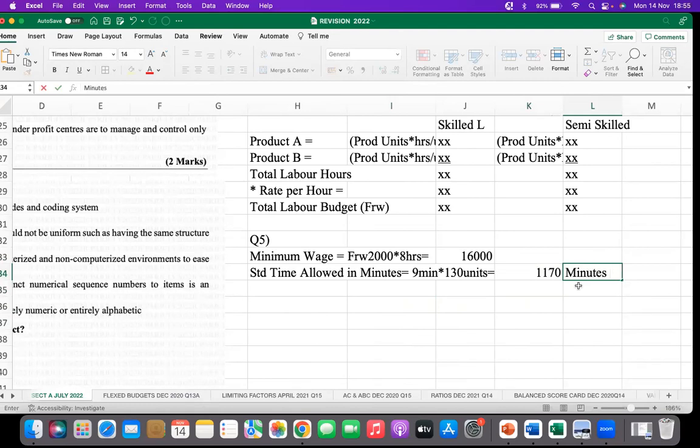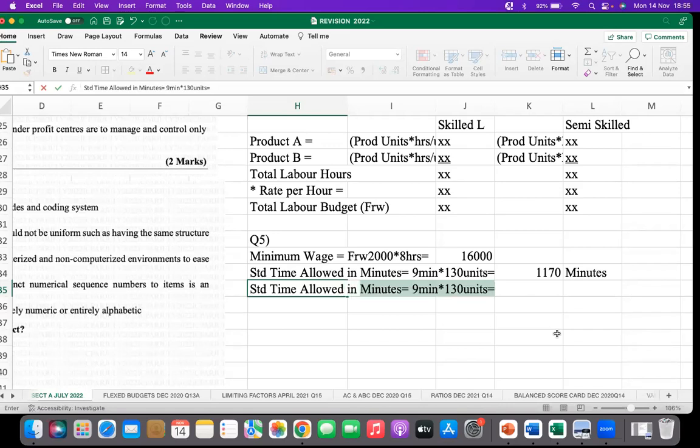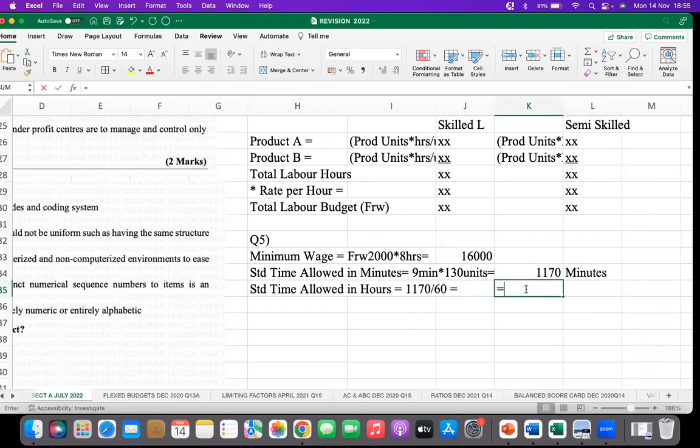But the payment was not per minute. The payment was in hours. So we need to convert the standard time in minutes to standard time allowed to work in hours. It will be 1170 divided by 60. So what is the standard time allowed to work? It is 1170 divided by 60. When you convert minutes into hours, it is 19.5 hours.